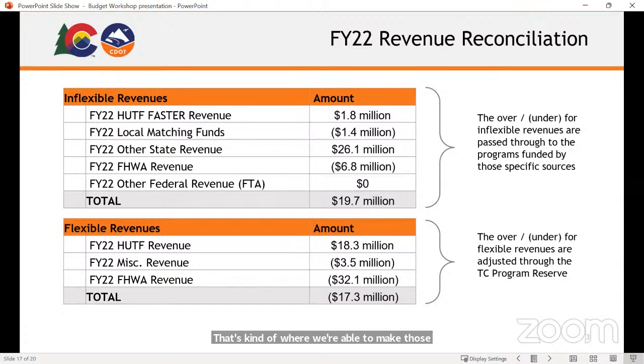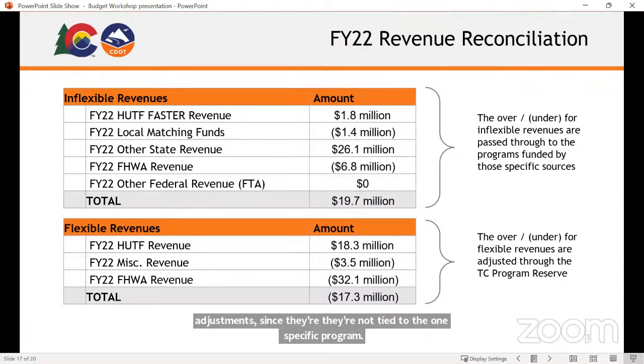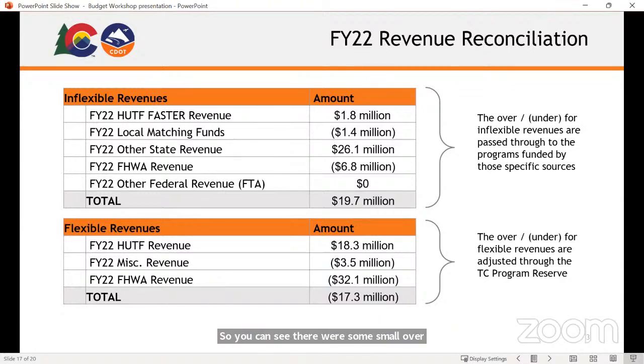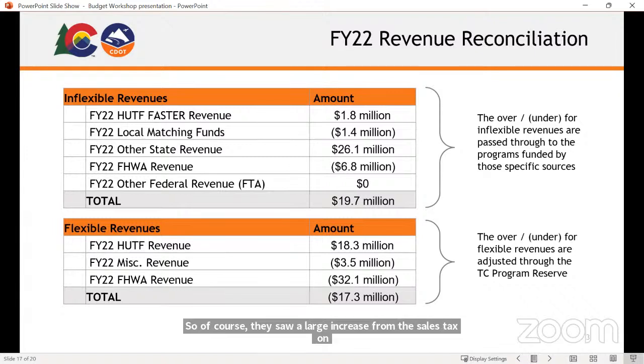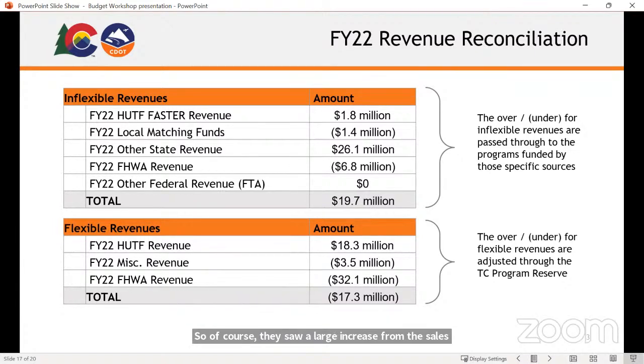You can see there were some small over and under in certain categories, like FASTER, local match, miscellaneous. These larger differences were driven by specific things. So other state revenue, you can see 26.1 million. It's a large number. This is basically aeronautics. They saw a large increase from the sales tax on jet fuel just because of the recent higher cost of jet fuel. So that was $26 million.